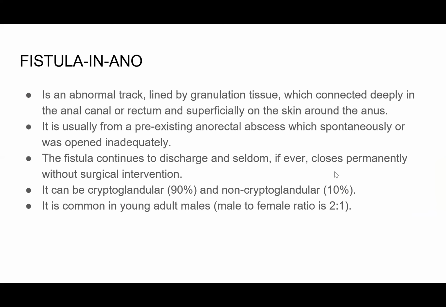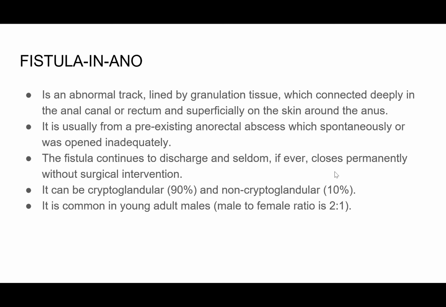So the chronic sequela of an anorectal abscess is fistula in ano. It's an abnormal tract lined by granulation tissue which connects the anal canal or the rectum to the skin around the anus. It is usually from a pre-existing anorectal abscess which spontaneously closed or was opened inadequately.